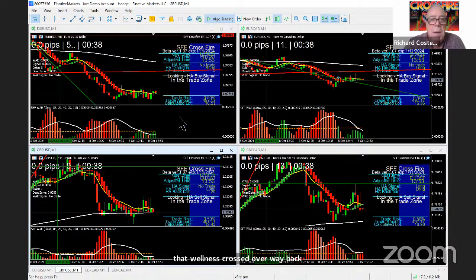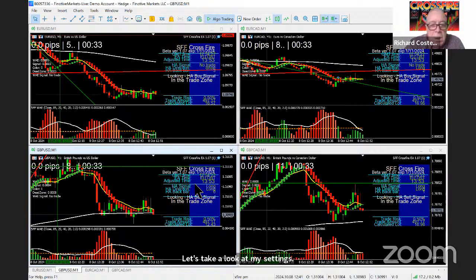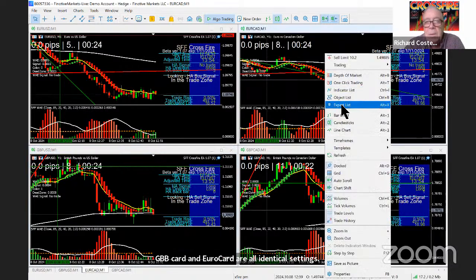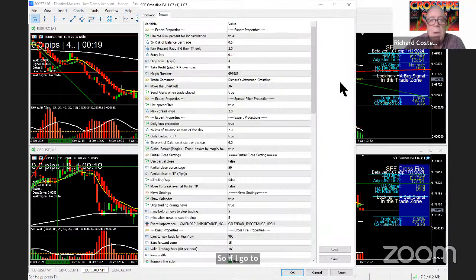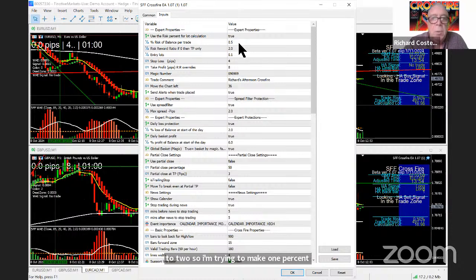So let's take a look at my settings. GBP USD, GBP CAD and Euro CAD are all identical settings. If I go to expert lists and talk you through it, those 3 pairs are all on the same setting. I'm risking 0.5% and I'm looking for 1 to 2. So I'm trying to make 1% if we win, and lose 0.5% if I lose.